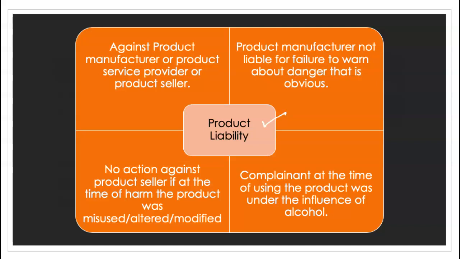First, you can file a product liability action against product manufacturer or product service provider or the product seller. Now the product liability action जो आप file करेंगे against the product manufacturer, वो आप कब file कर सकते हैं? In case product में कोई defect है, there is some defective design, there is some deviation from the specifications, कोई warranty में problem है, no instructions have been specified. So तब आप एक product liability action file कर सकते हैं against the product manufacturer.